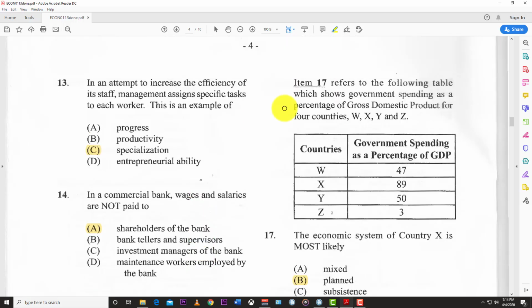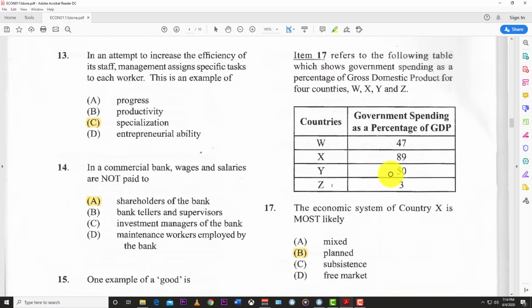Number 17, use this table to decide 17. It refers to the following table, which shows the government spending as a percentage of gross domestic product for 4 countries, W, X, Y, Z. So you have W 47%, X that's 89%, Y 50%, and Z 3%.